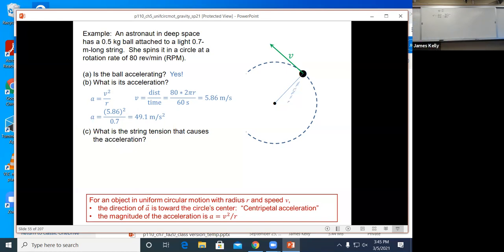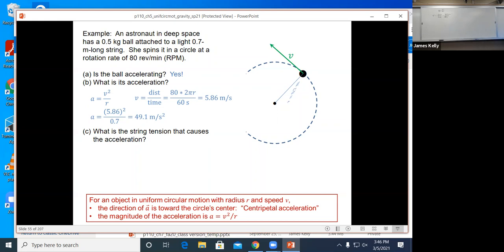What is the string tension that causes the acceleration? Okay, so we figured out the acceleration, direction, and magnitude. Now the question is, well, that string seems like it's got to be taut. What's the tension in the string? How much tension is required? And to do this, we're going to set up a free body diagram, right? Tension's a force. It's going to come into a free body diagram. We know the a part of F net equals ma. Now we're just going to use it to figure out a force.